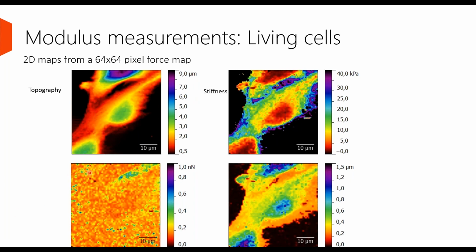We can also get max adhesion force, which doesn't look like there's much difference in the adhesion across the entire sample. Even between the petri dish and the cell itself, there's no difference there. And the other is pull-off distance, which is the distance at which we detach from the surface.